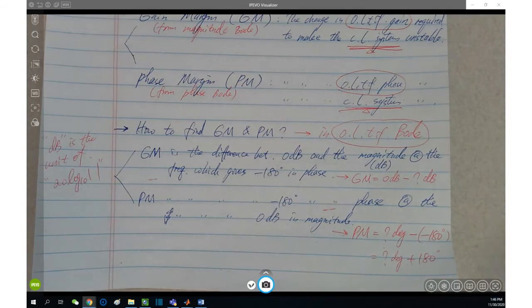Here, let's read them through. Okay, yeah, it's a little bit confusing, but actually, it's absolutely logical. Okay, let's see. So the GM, how to find it?